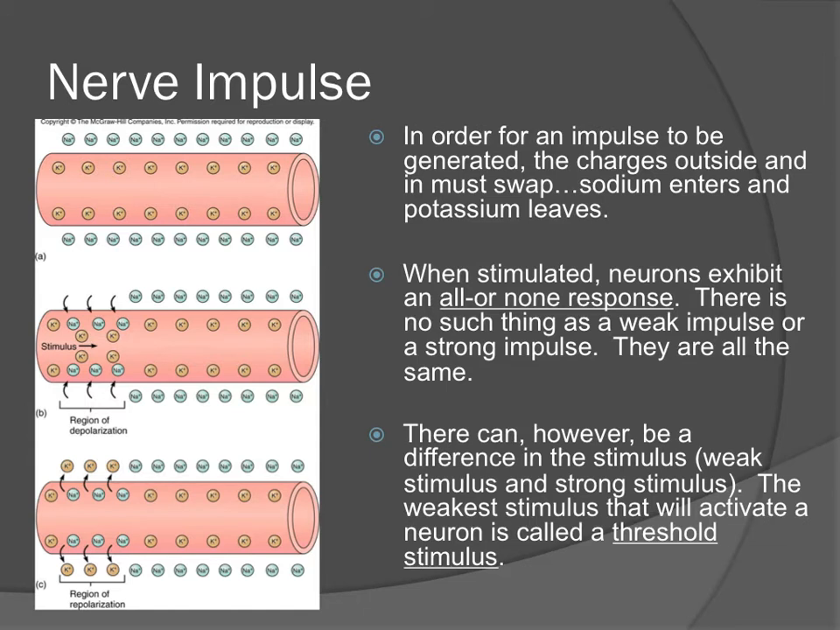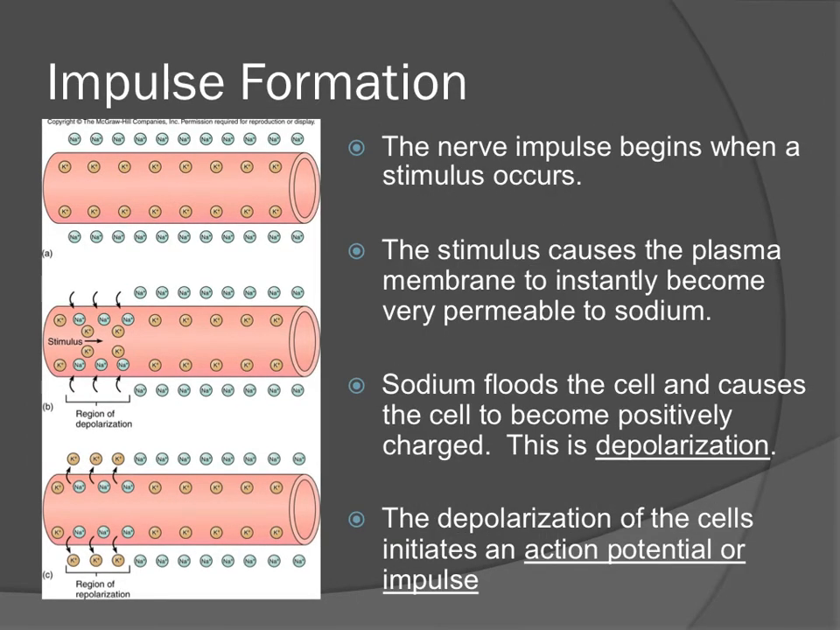So when stimulated, neurons exhibit that all or none response, and there's no such thing as a weak impulse or a strong impulse. They're all the same. There can, however, be a difference in the stimulus, known as a weak stimulus and a strong stimulus. The weakest stimulus that will activate a neuron is called a threshold stimulus.